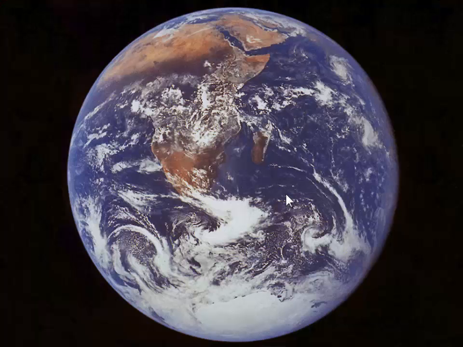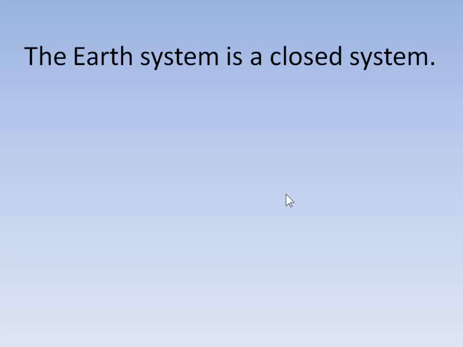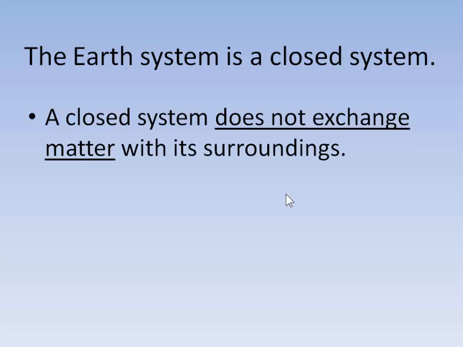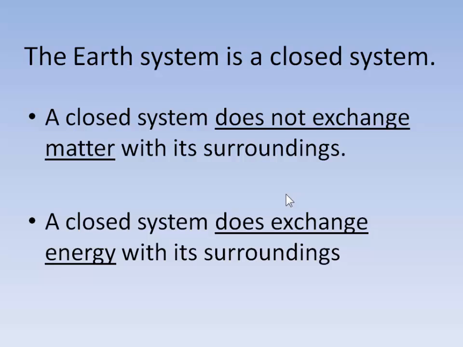The Earth is what we call a closed system. Everything that we have here on Earth is all that we're ever really going to have. For all intents and purposes, we don't receive any more material here on Earth. Occasionally we get hit by an asteroid or a comet, but other than those rare circumstances, we don't get more matter from outside the Earth. We do get energy from the sun. So Earth is what we call a closed system. A closed system does not exchange matter with its surroundings, but it does exchange energy.